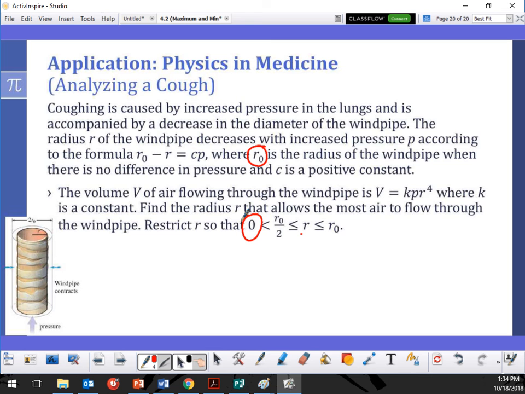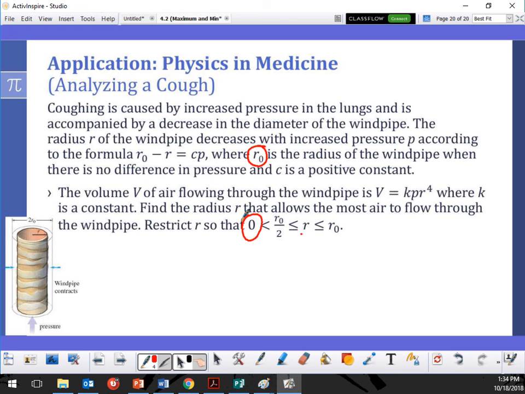Let's go ahead and, right here we have a formula. V equals KPR to the fourth. K is a constant. So if K is a constant, that could just stay out front, right? It's whatever constant. So when I take the derivative, that just stays constant, right? It'd be like taking the derivative of pi, or like pi x. That number just stays what it is, all right? So same thing goes for this K.